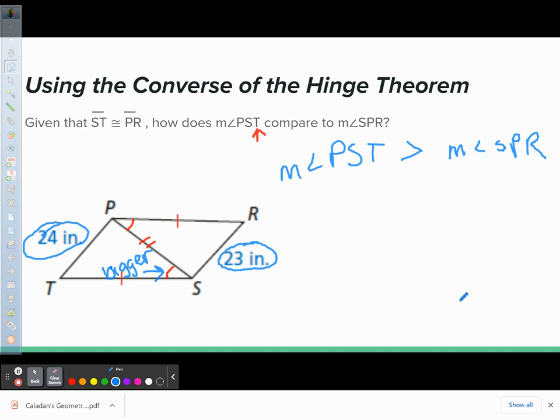Okay, so that's how you compare them. When they say to compare them, they just mean to say which one's greater, less than, or even equal to. Sometimes they could be equal to.